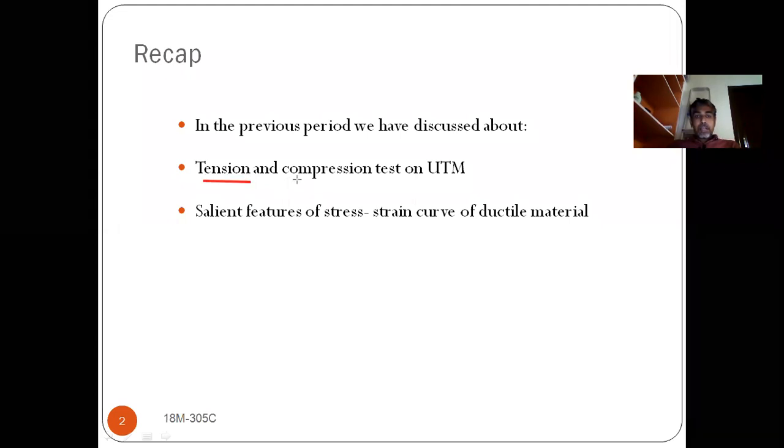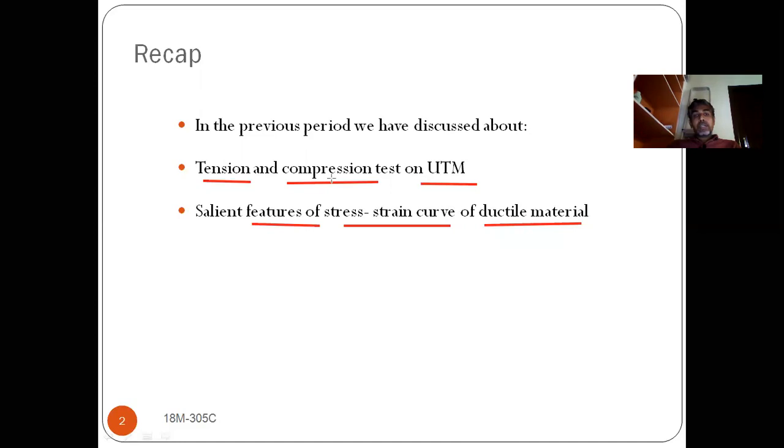In the last session, we discussed the tensile test and compression test on the universal testing machine, UTM, and later we discussed different important points on a testing diagram, a testing curve, which is drawn for a ductile material. So here we have taken mild steel. So these things were discussed in the previous session.